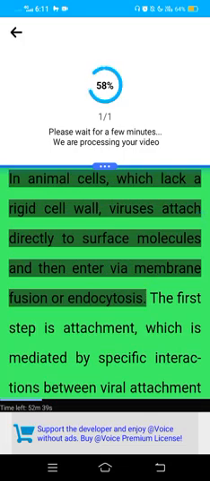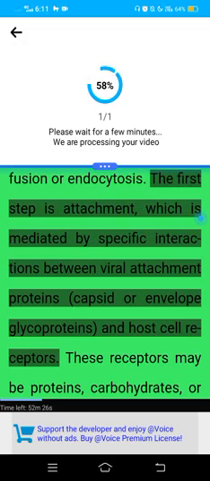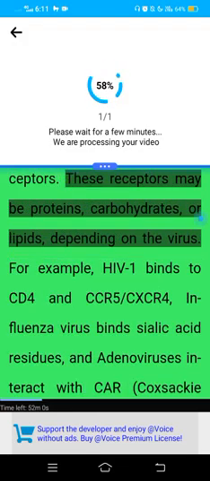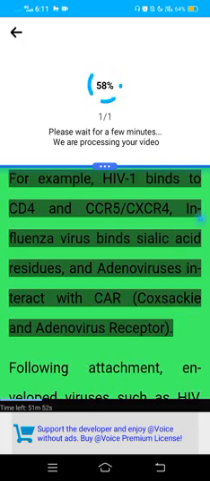In animal cells, which lack a rigid cell wall, viruses attach directly to surface molecules and then enter via membrane fusion or endocytosis. The first step is attachment, which is mediated by specific interactions between viral attachment proteins, capsid or envelope proteins, and host cell receptors. These receptors may be proteins, carbohydrates, or lipids, depending on the virus. For example, HIV-1 binds to CD4 and CCR5, CXCR4. Influenza virus binds sialic acid residues, and adenoviruses interact with CAR, the Coxsackie and adenovirus receptor.